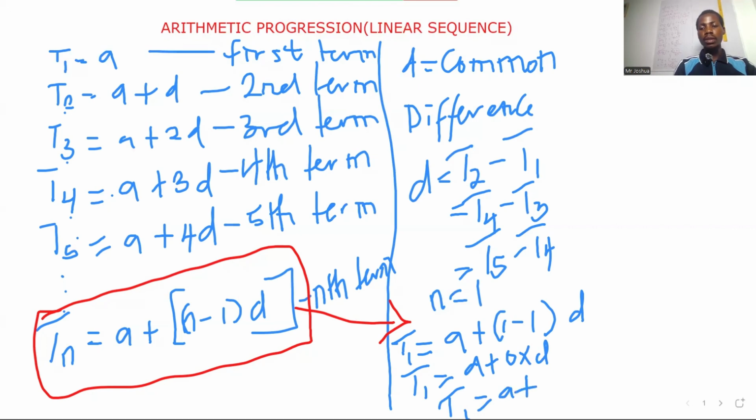Eventually, this will give us T1 equals A plus, definitely, 0 times D is going to give us 0. So definitely, our final answer is going to be T1 equals A. And that is how we got what we have here as the first term of our arithmetic progression. Is that clear to us?